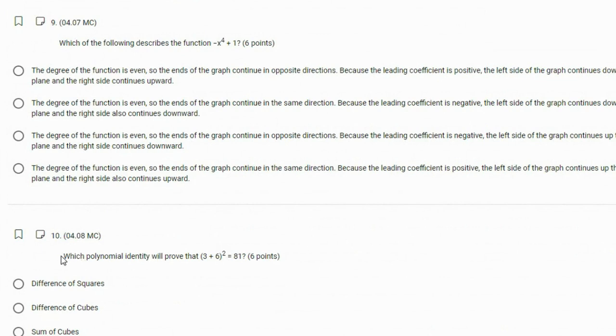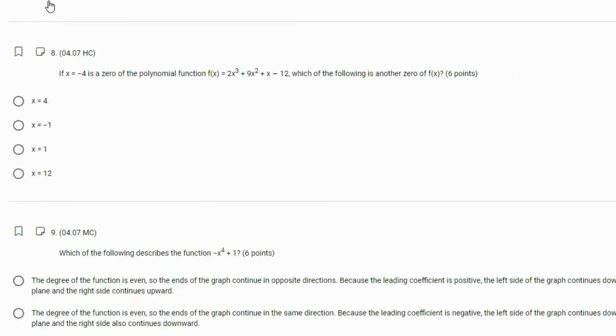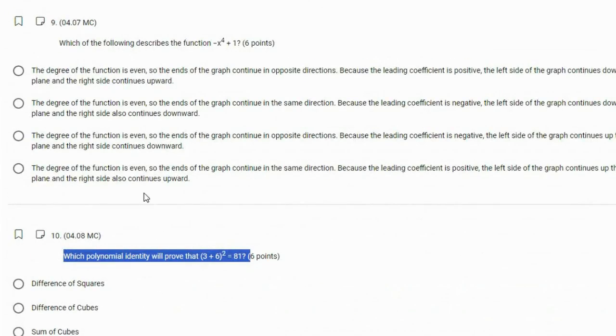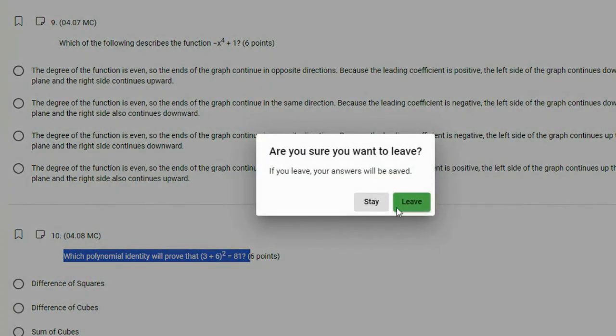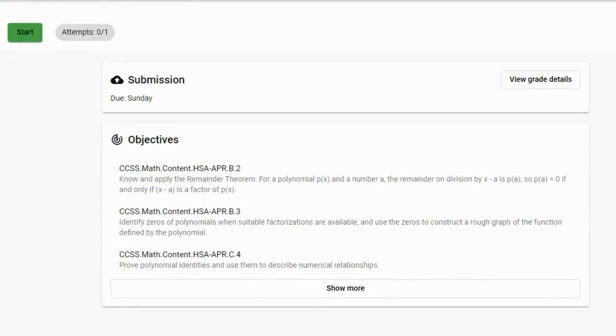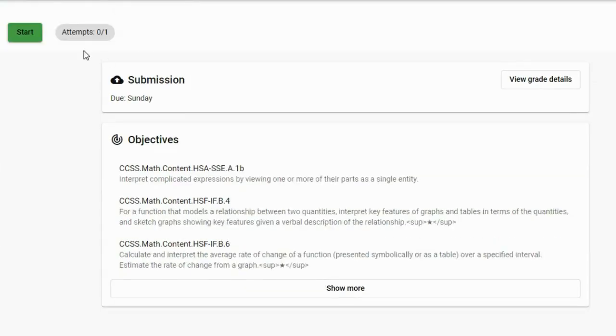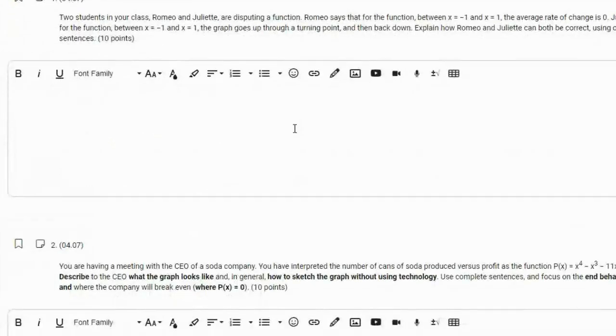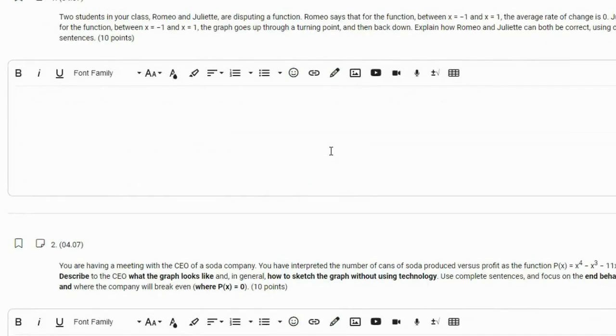Oh, I like this. Which polynomial identity will prove that 6 plus 3 plus 6 squared equals 81? Might have to look, make sure the practice test has one of those, because we didn't talk about it necessarily in that way. We have to apply what we know. Part 2 has 2 problems.